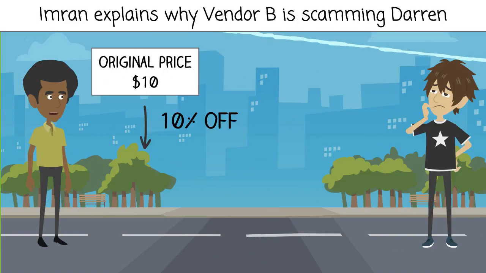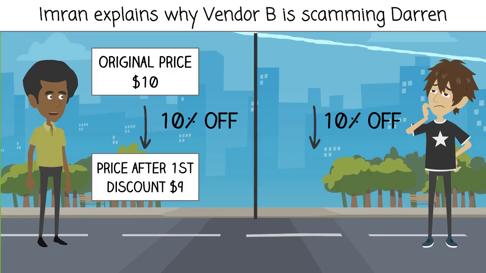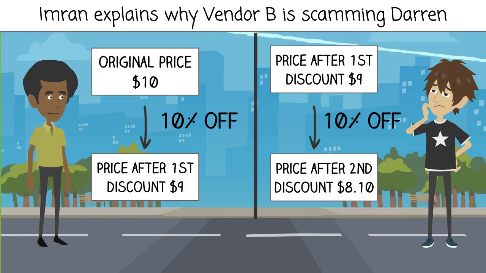The first discount is 10% off the original price of $10. So the new price of the rose after the first discount is $9. Then vendor B gives another 10% discount. This 10% discount is off the price after the first discount, which is $9, not the original price of $10. So the final price after all the discounts is $8.10.